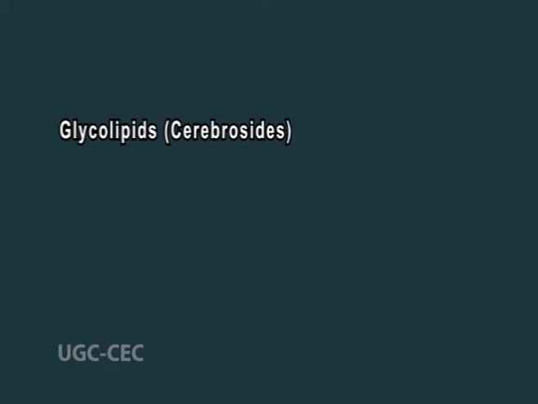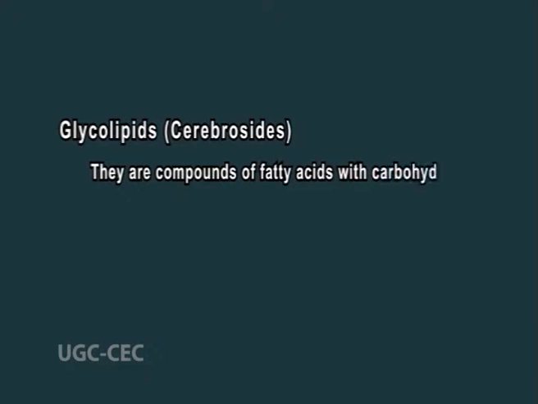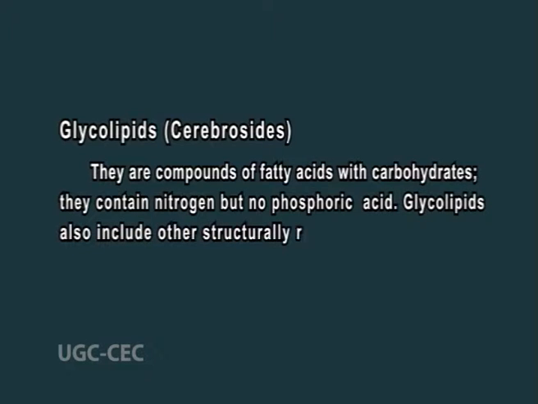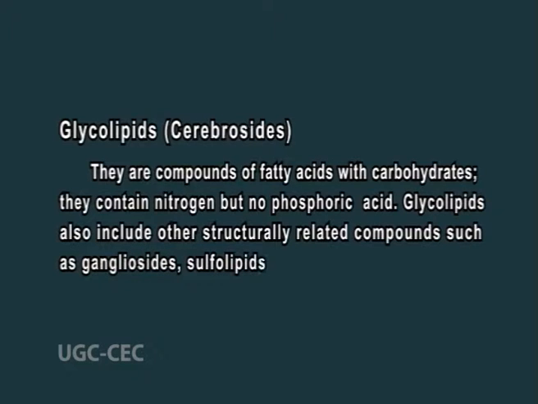Glycolipids, also sometimes known as cerebrosides, are compounds of fatty acids with carbohydrates. They contain nitrogen but no phosphoric acid. Glycolipids also include other structurally related compounds such as gangliosides, sulfolipids, and sulfatides.